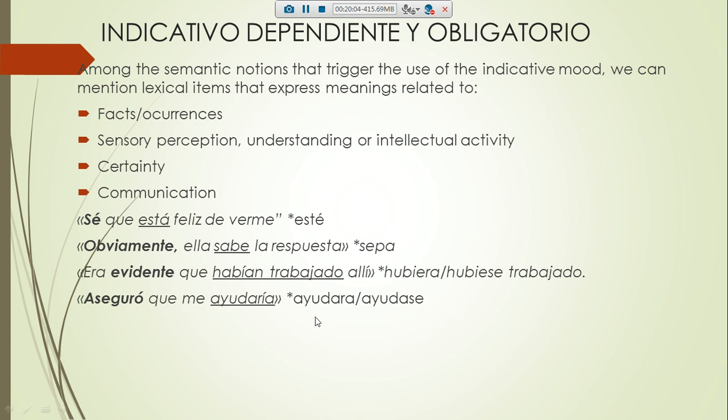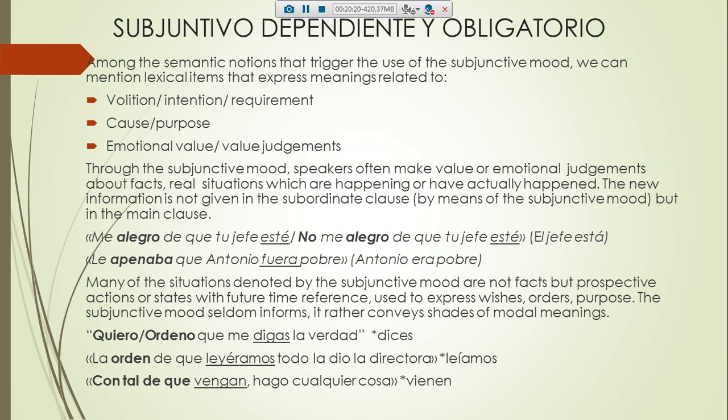But these are instances of cases when the indicative mood is compulsory. Es dependiente y obligatorio. No hay opción. Subjuntivo, dependiente y obligatorio. Ahora la única opción es el subjuntivo. Among the semantic notions that trigger the use of the subjunctive mood, we can mention lexical items that express meanings related to volition, intention, requirement, or cause, purpose, or emotional value or value judgments, among others.